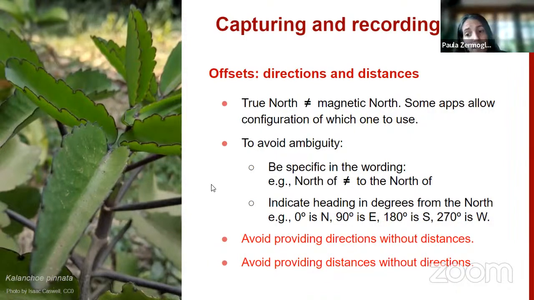Then avoid providing directions without distances, because that is north of, and north of can be from this place to the pole. And avoid providing distances without directions, like 5 kilometers from Bariloche. Well, 5 kilometers where? In which direction? That makes it much more uncertain when it needs not be.